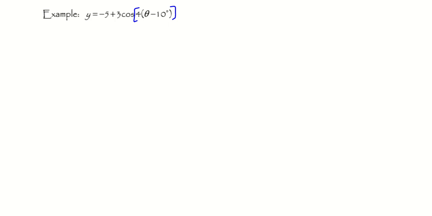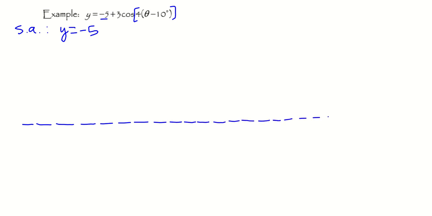Okay, so I know that we're going to start with our sinusoidal axis. So I know that our sinusoidal axis is at y equals our c value, so -5. So I'm going to come in here and do a little dotted line horizontally. That's going to be my horizontal axis, my sinusoidal axis, and it is at y equals -5.